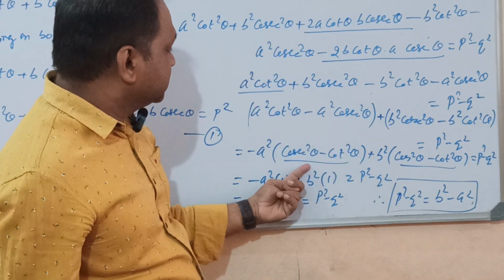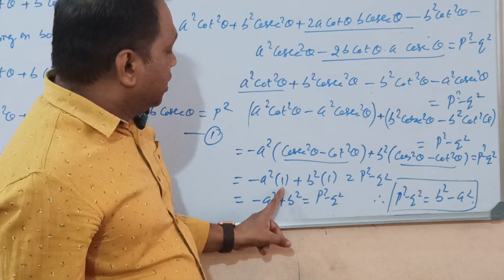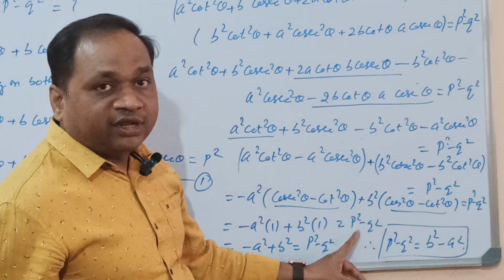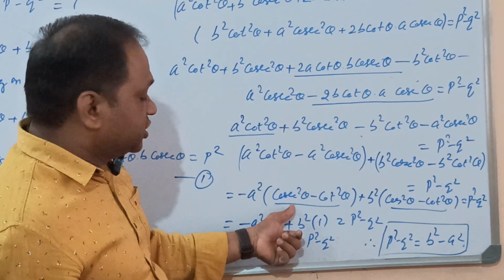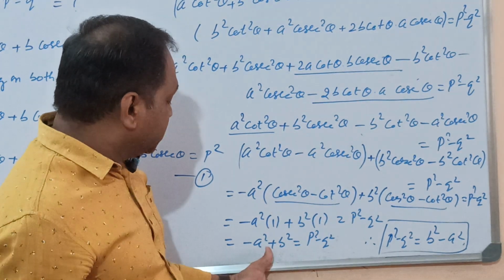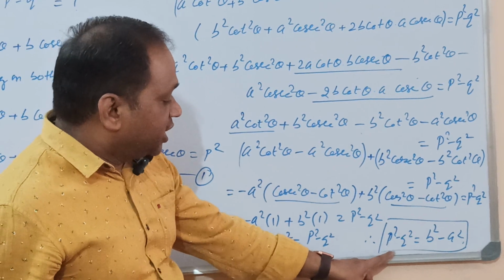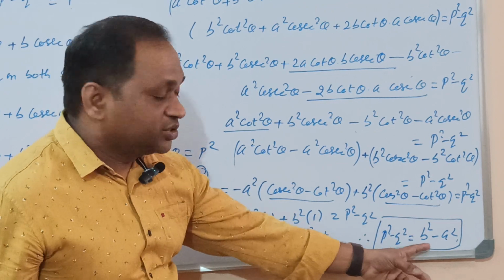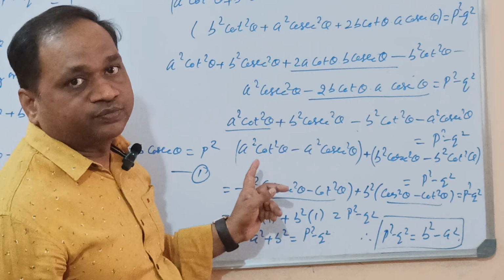This becomes plus in the next step, and this becomes a minus. So cosec square theta minus cot square theta is 1. So this becomes 1. On the RHS I have written p square minus q square over here. Again, this becomes the identity, cosec square theta minus cot square theta is 1. So minus a square plus b square is equal to p square minus q square. The LHS has the required result, p square minus q square. So b square minus a square is the required result. So this is how.